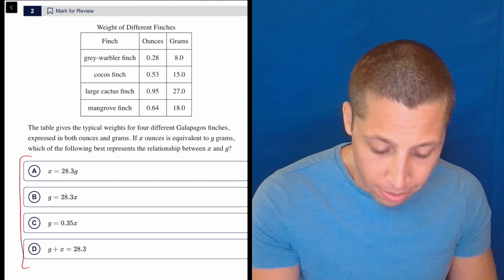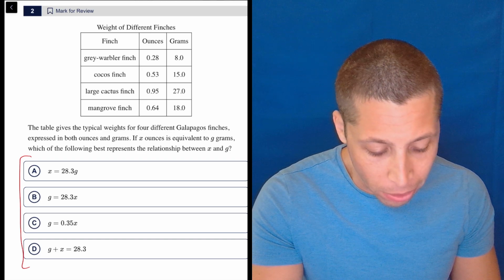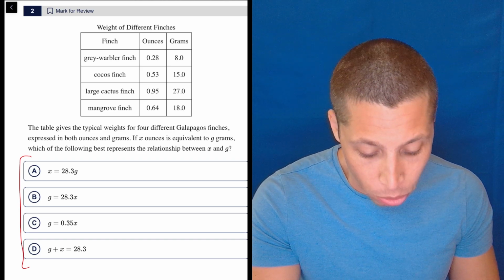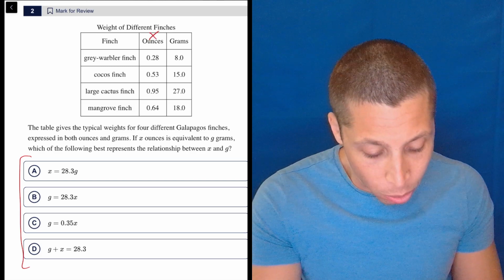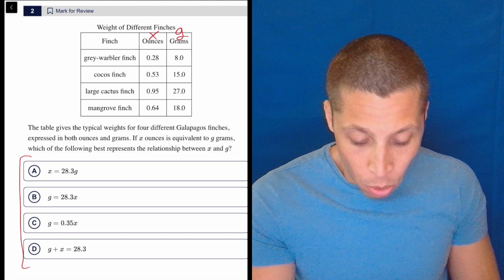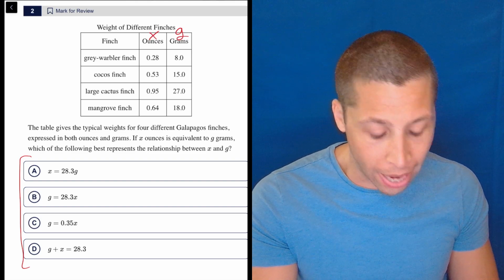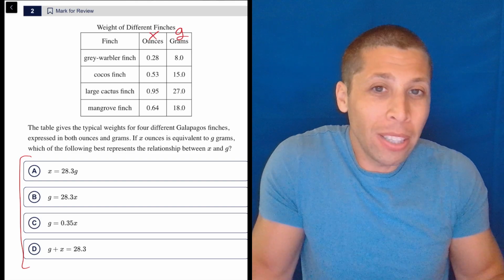The table gives the typical weights for 4 different Galapagos finches expressed in both ounces and grams. If X ounces, so right here, this is the X, is equivalent to G grams, which of the following best represents the relationship between X and G? So everything is explained here.